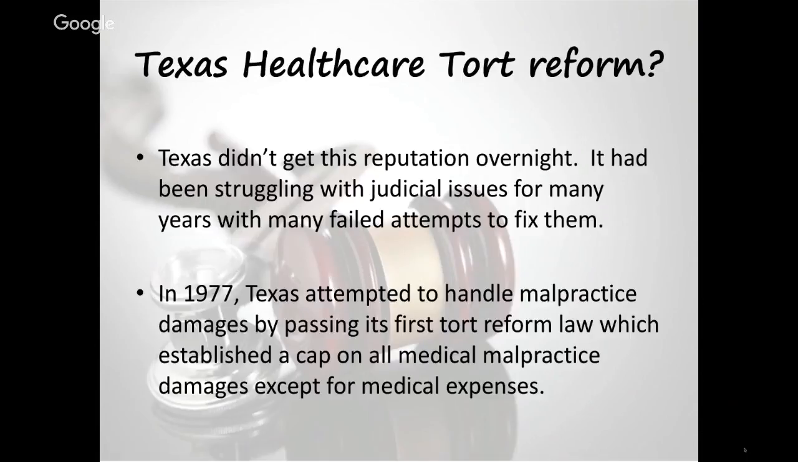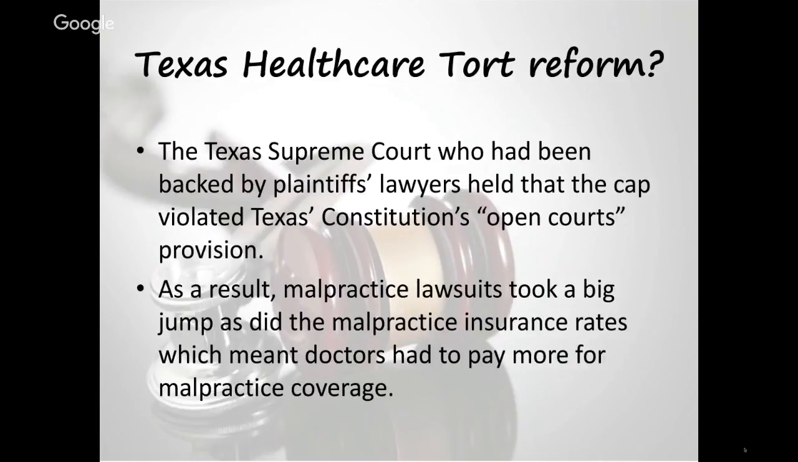Texas didn't get this reputation overnight. It had been struggling with judicial issues for many years, with many failed attempts to fix them. For example, in '77, Texas attempted to handle malpractice damages by passing its first tort reform law, which established a cap on all medical malpractice damages except for medical expenses. The Texas Supreme Court, which had been backed by plaintiffs' lawyers, held that the cap violated the Texas Constitution's open courts provision. As a result, malpractice lawsuits took a big jump, as did malpractice insurance rates, which meant doctors had to pay more for malpractice coverage.